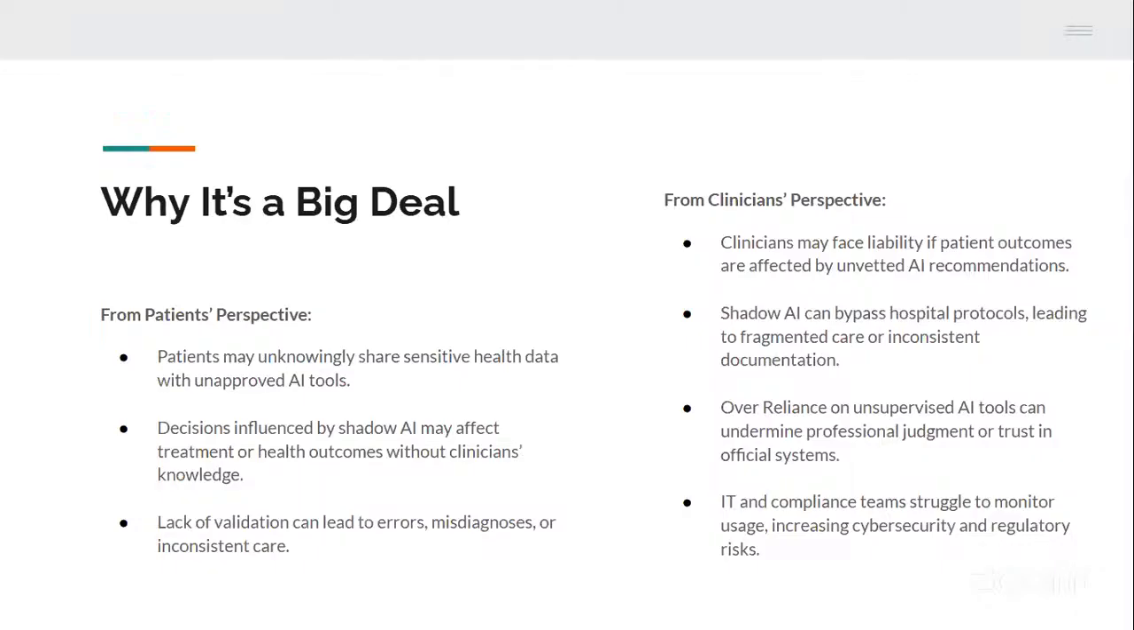This is the real problem with shadow AI. Please be sure that you don't ask for advice from the AI. You can ask a doctor instead.